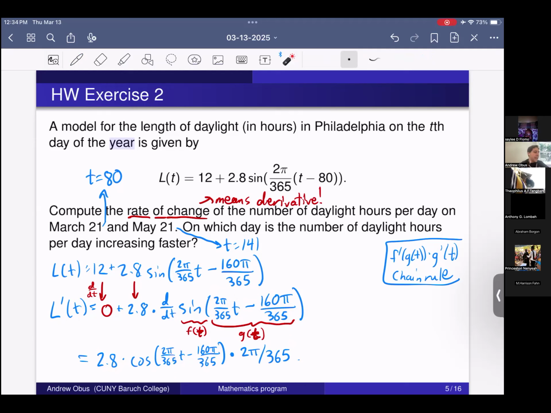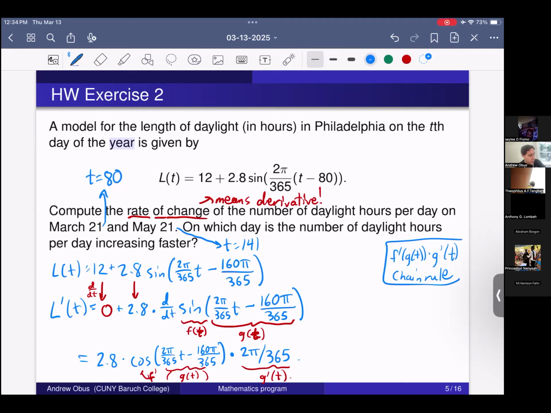Okay, so it's a bit of a complicated looking function, but really all that's going on here is you're using the chain rule for the sine, and you're using standard rules of differentiation for everything else. Constants go to 0, and constant multiples stay along for the ride. Right, so this is how we do the derivative, right? This cosine here, this is f prime, and this stuff in here is g of t, right? That's why this rule is working, and this over here is g prime of t. Okay.